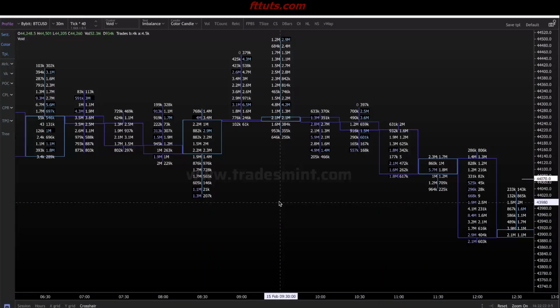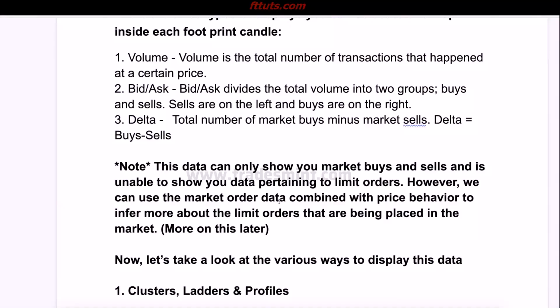We're going to get into that more later in the session. If that confuses you, we will talk about absorption, and more so in the delta and CVD sections.